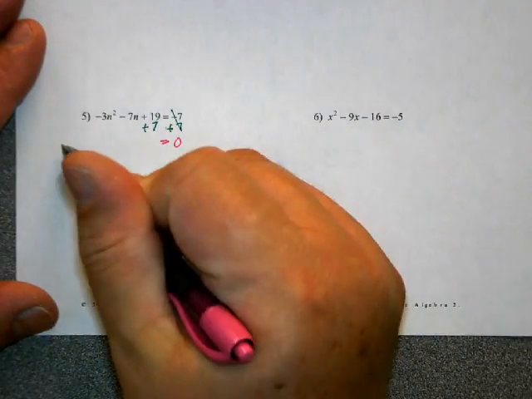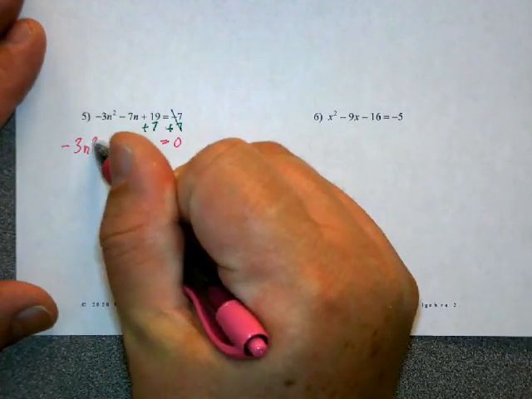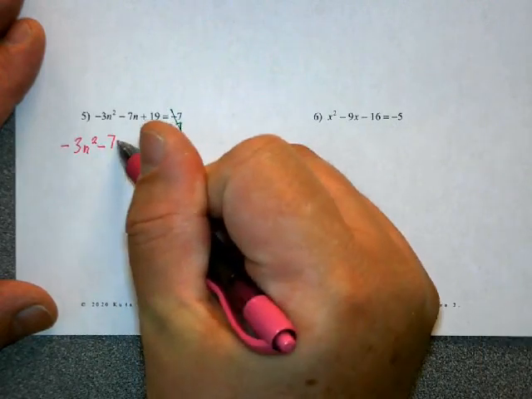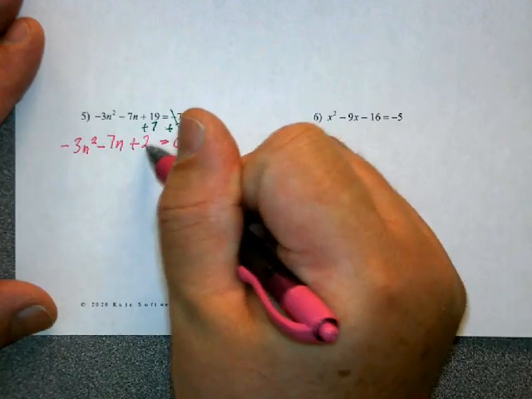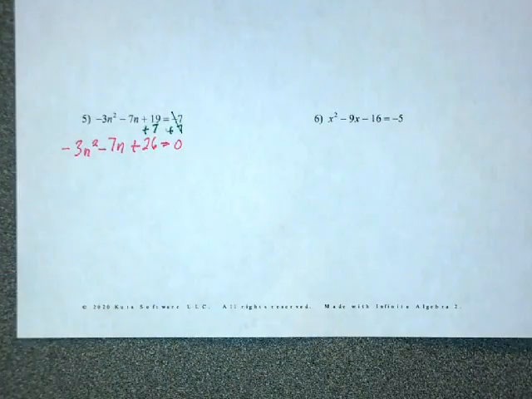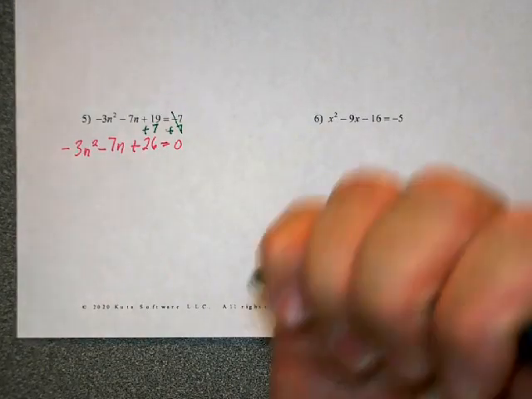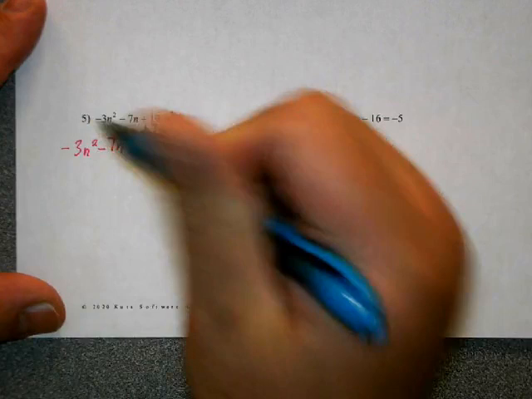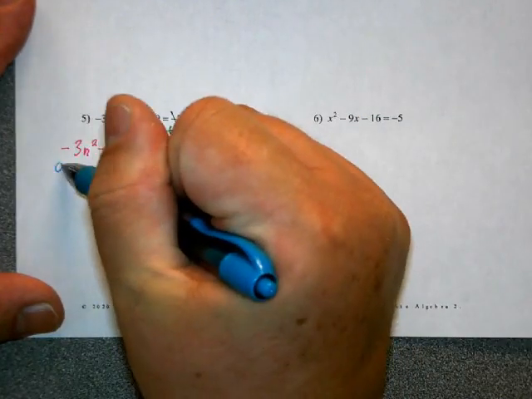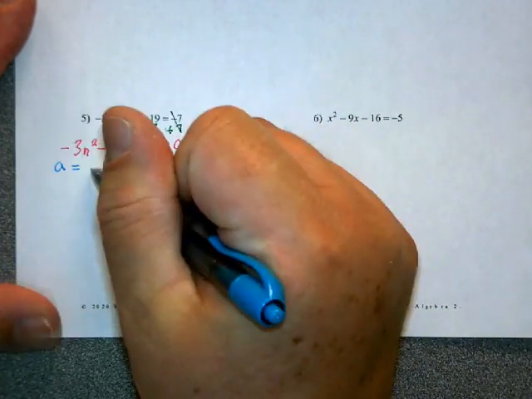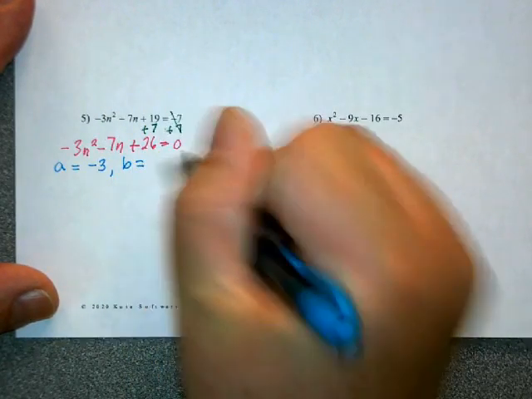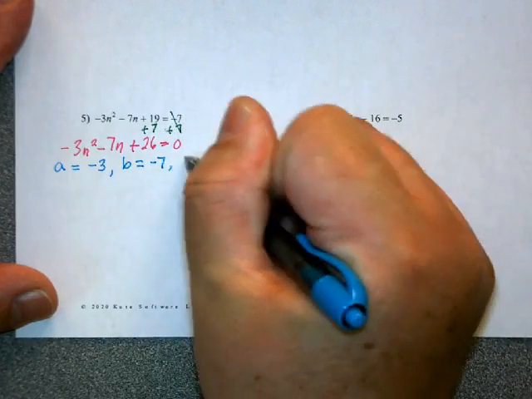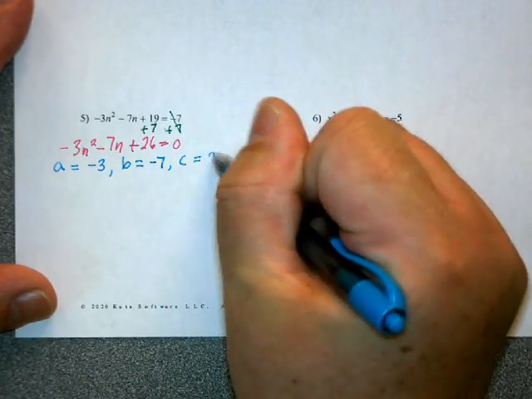So I got my negative 3n squared minus 7n, and then plus 26. Okay, I like to list out my A, B, and C, but that's me. So here my A is negative 3, my B, negative 7, and my C is 26.